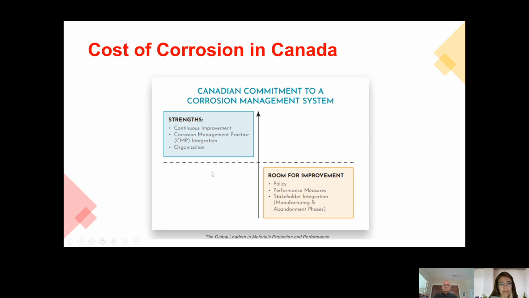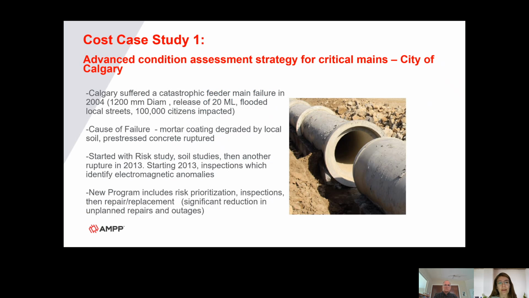So where are we? Strengths. The areas that are a strength for Canadian organizations or sectors are continuous improvement, corrosion management practice integration, so CMPs, and organization. It seems that we are doing really well in those areas. Where we need to improve are areas of policy, performance measures, and stakeholder integration, especially for the manufacturing and abandonment phases. So at the middle and at the end of the life cycle of the assets. So let's look at some of the case studies.